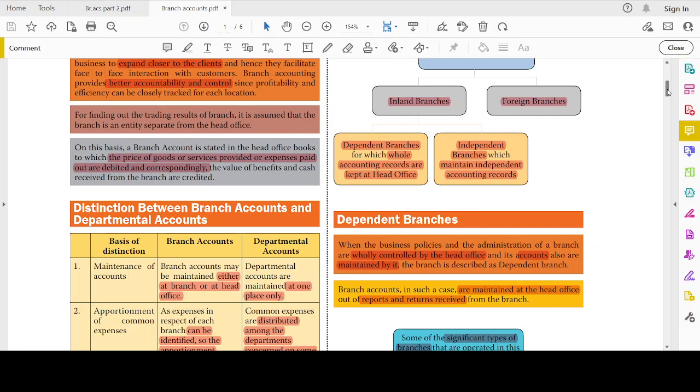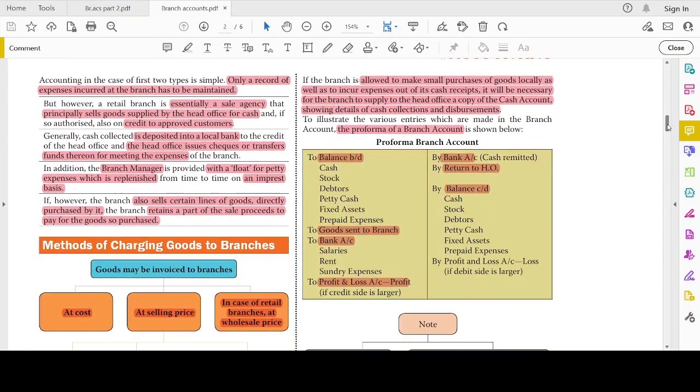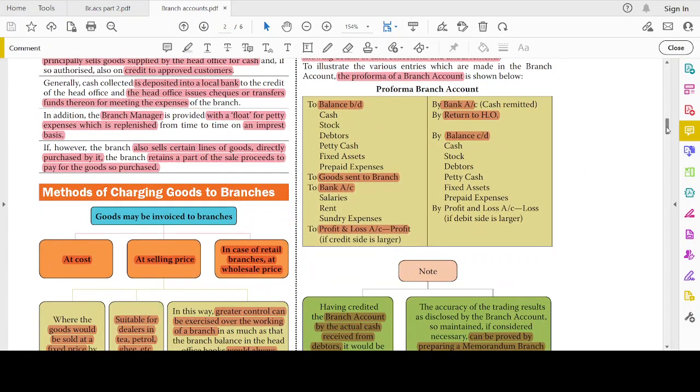Dependent branches are those branches where the business policy and administration of the branch are wholly controlled by the head office, and its accounts are also maintained by the head office. Okay, and then we saw about three methods, right? Like stock and debtors method, final accounts method.